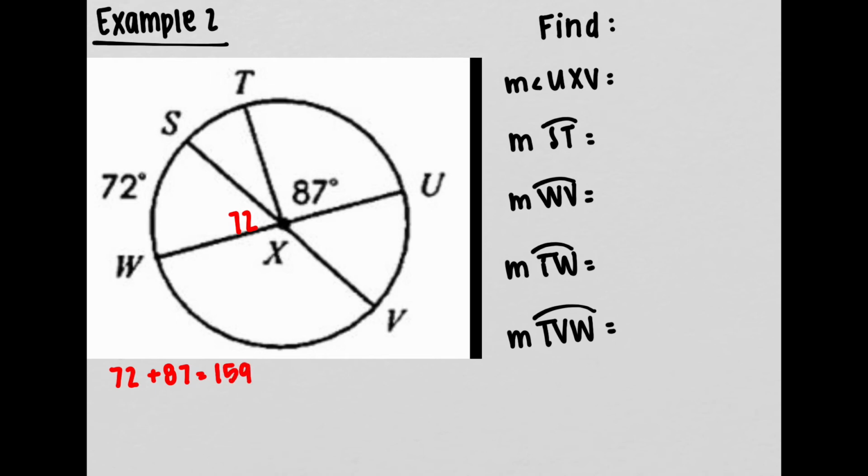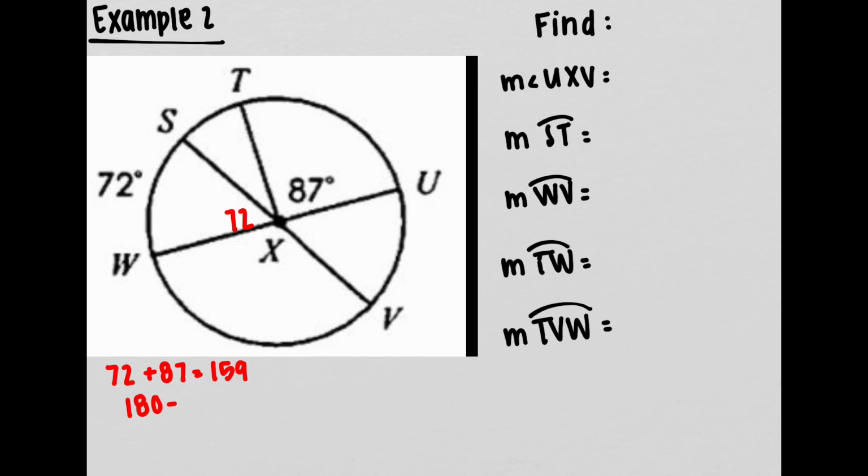Now to find that missing angle, that middle angle, I'm going to take 180 and I'm going to subtract 159 from it. And when you do that, you should end up with 21. So that's what goes right here in the middle. So that was dealing with the semicircle where it's equal to 180.